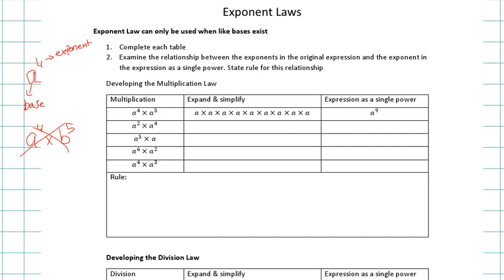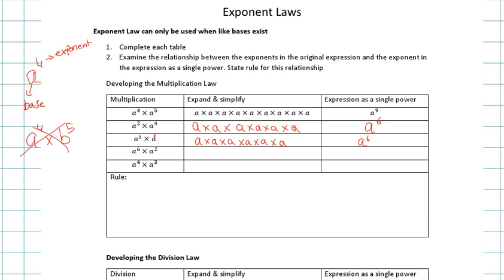So if I have a to the power of 2 times a to the power of 4, that's the same thing as writing a times a, and then times a times a times a times a. So that's a how many times? 6 times. So 1, 2, 3, 4, 5, 6. So that's a to the power of 6. If I have a to the power of 5 times a, that's going to be a to the power of 6, because I have a power of 1.